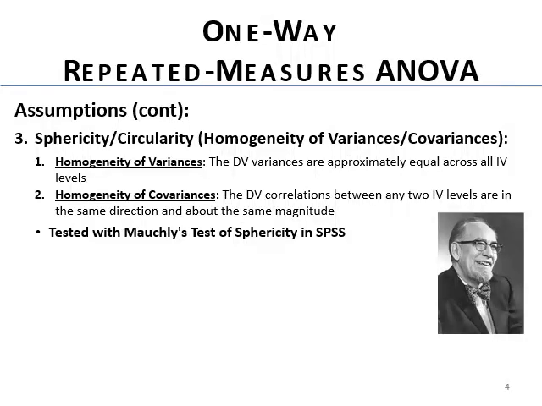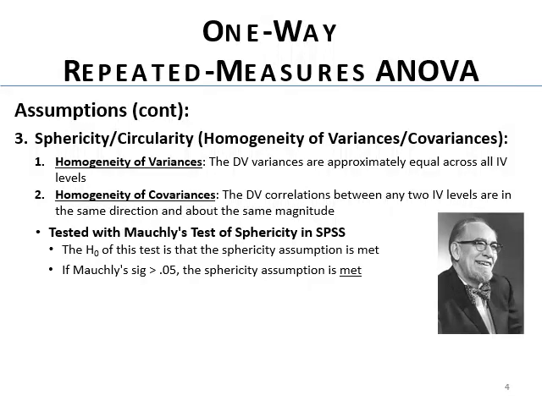So you test it using something called Mauchly's test of sphericity. SPSS spits it out. That's Mauchly right there, apparently. And the null of this test is that the sphericity assumption is met. That is, you have sphericity. So it's, again, one of these weird instances where you don't want to be rejecting the null hypothesis. So here's the rules.